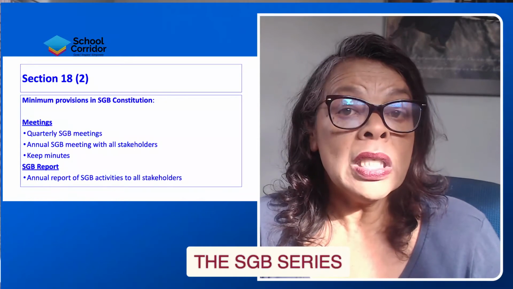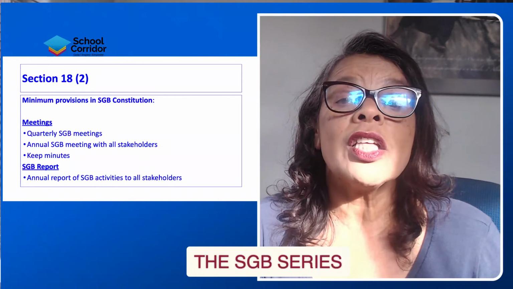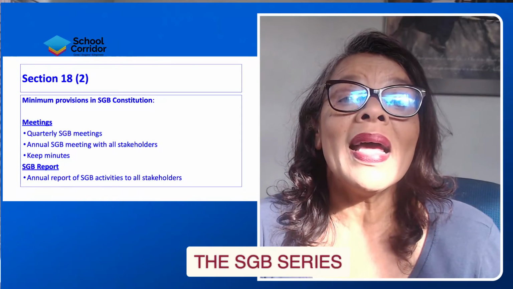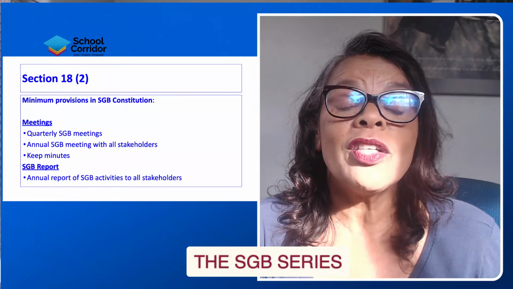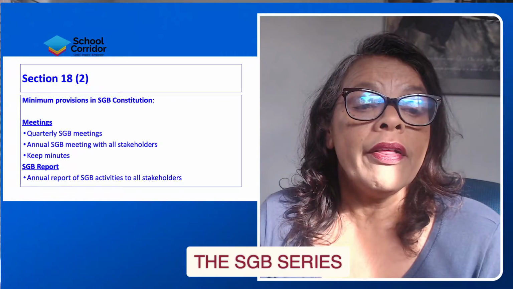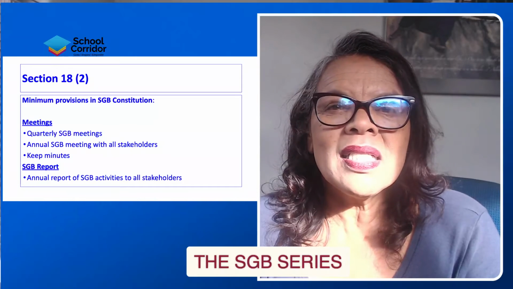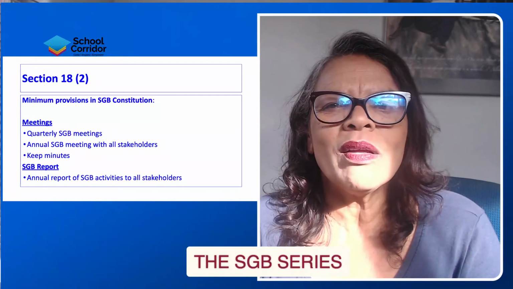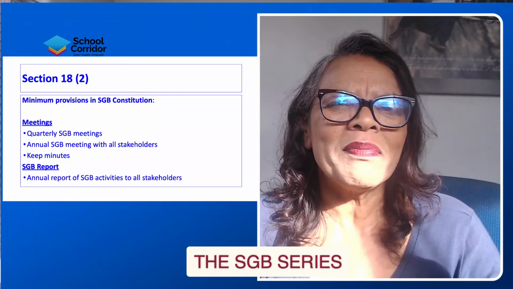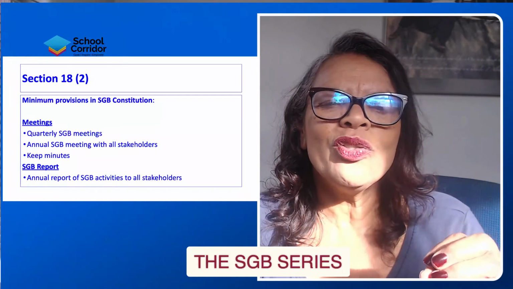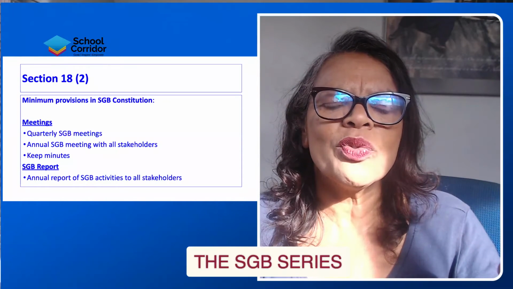Then the third provision that the Act requires you to have in your constitution is that you must make reference to the fact that you will compile an annual report of all SGB activities that you have conducted for the year. Now, that is very important, because SGBs don't only exist to have meetings once a quarter and then you just get a report back on what you spent and what happened at the school, and then it just becomes a very business meeting where all the issues of finances and other sort of technical issues will be discussed.